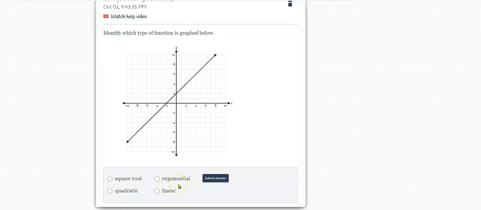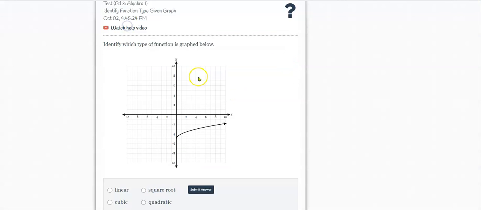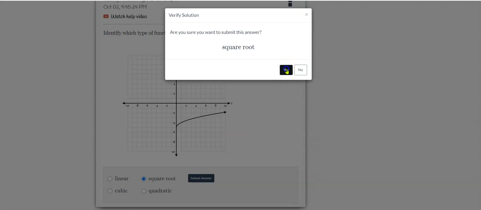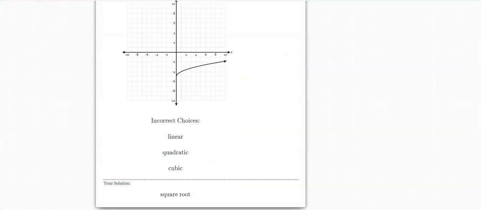For this assignment, you have to get 10 right in a row. As soon as you get one wrong, it will start you over again. So choose the correct shape, submit the answer, and then go to the next problem. Be sure to take note of the shape so that you match it with the right word.